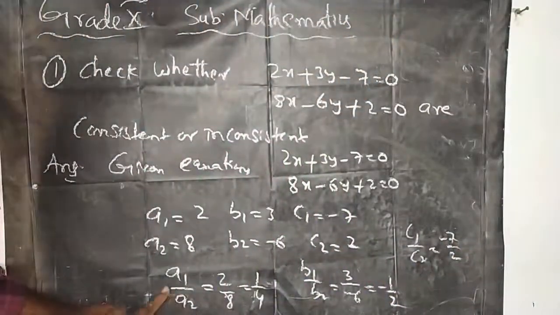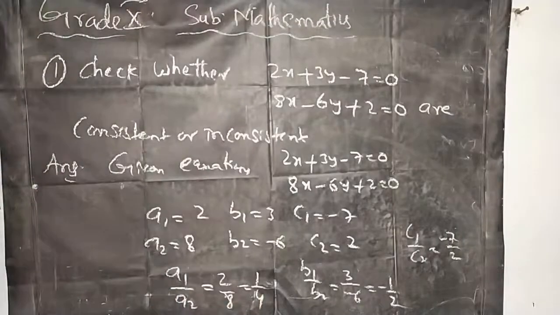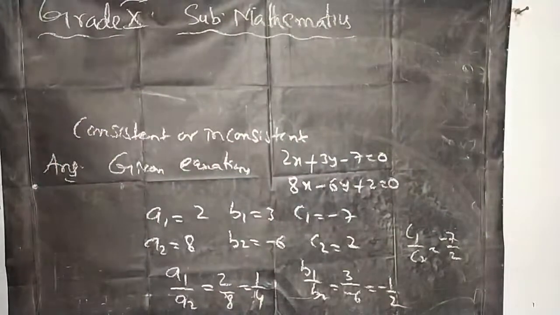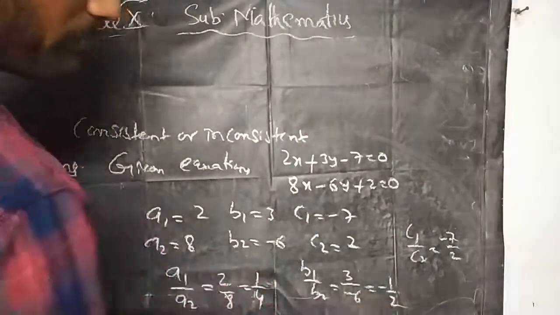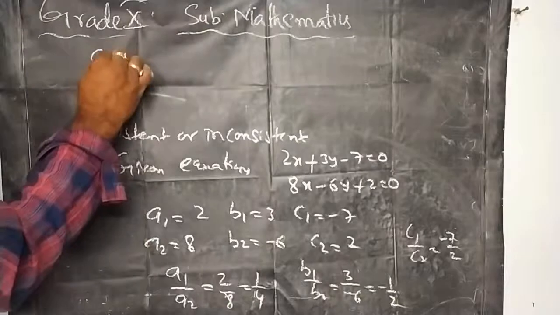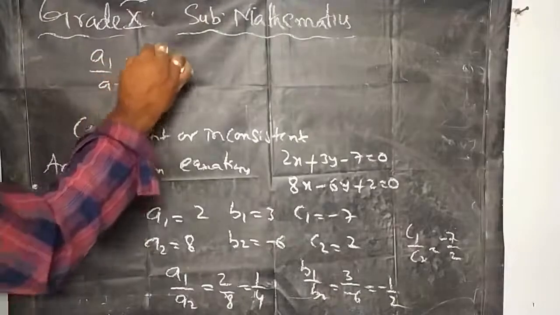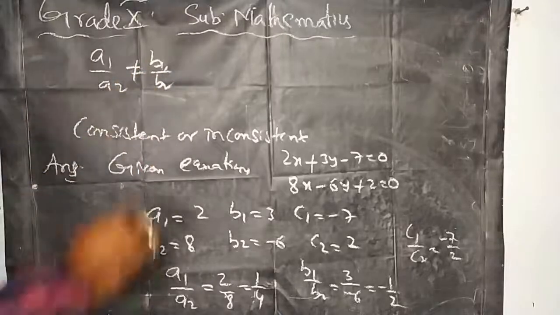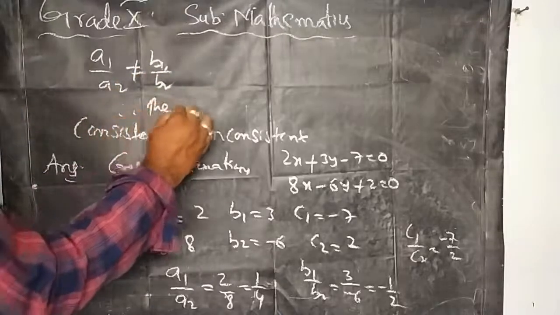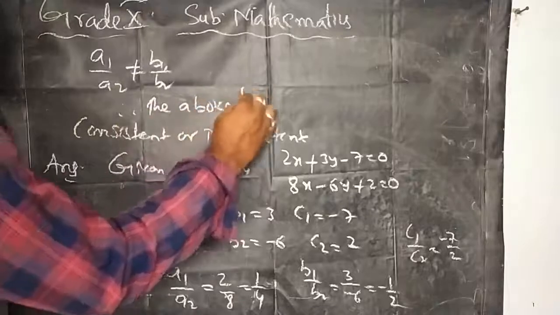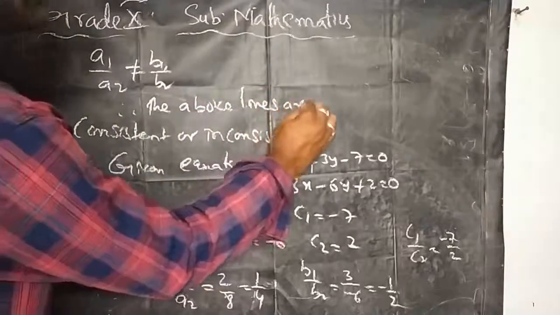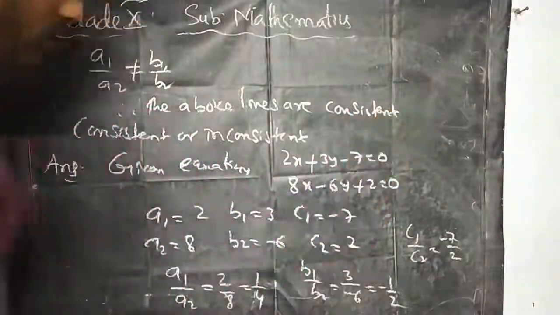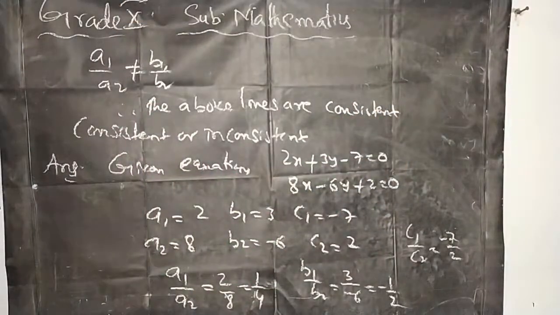If you observe here, the first condition we have to check is whether A1 by A2 is equal to B1 by B2. Here it is 1 by 4, and here it is minus 1 by 2. So we can say that A1 by A2 is not equal to B1 by B2. Since A1 by A2 is not equal to B1 by B2, we can say that the above lines are consistent.